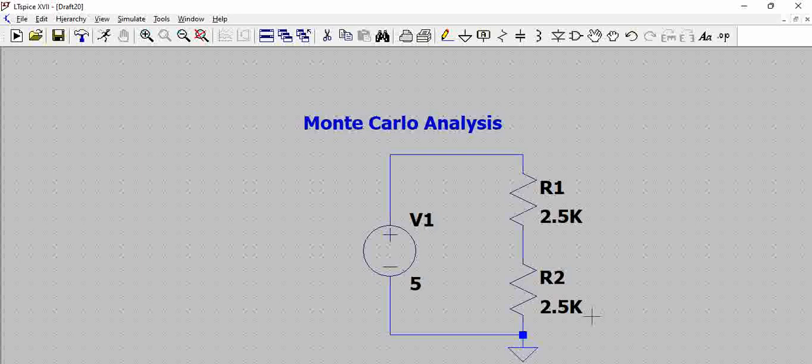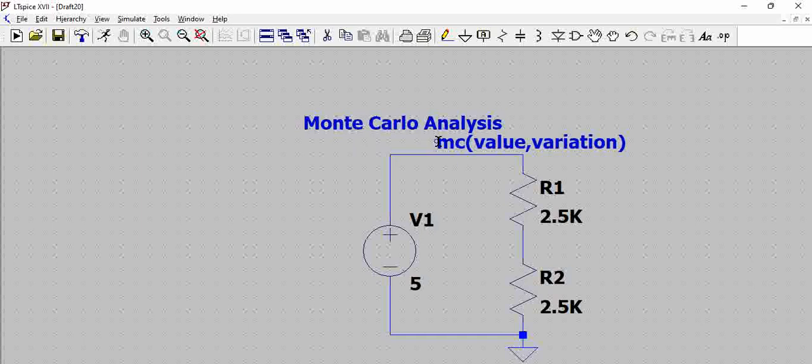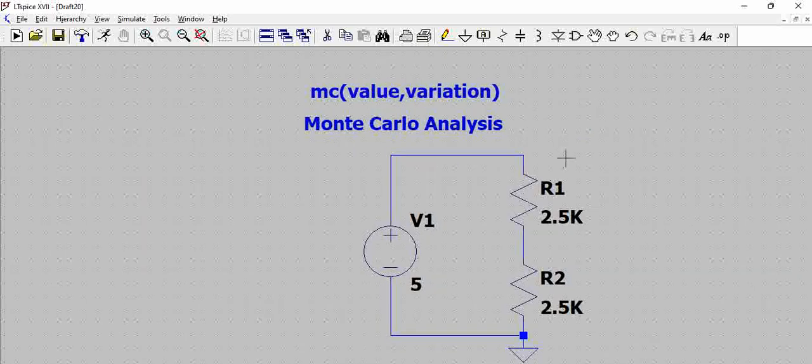So Monte Carlo analysis helps us to evaluate these scenarios and see the outcome of this circuit. That means the voltage that is developed across all these scenarios. LTspice has an inbuilt Monte Carlo function, which is MC, and then value, comma, which we can consider as the variation, simple thing. So this is a simple Monte Carlo inbuilt function. Now, let us try to apply this Monte Carlo and see how it behaves.